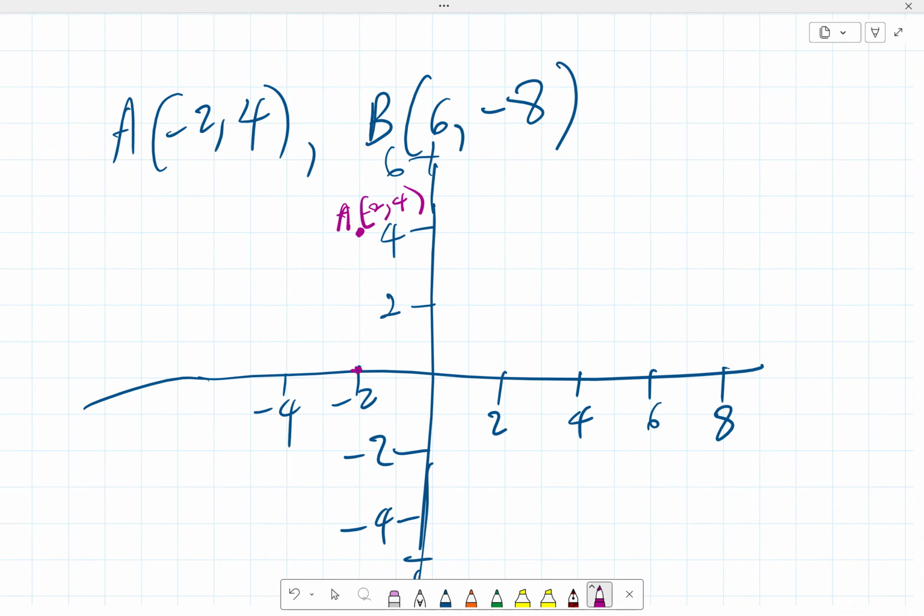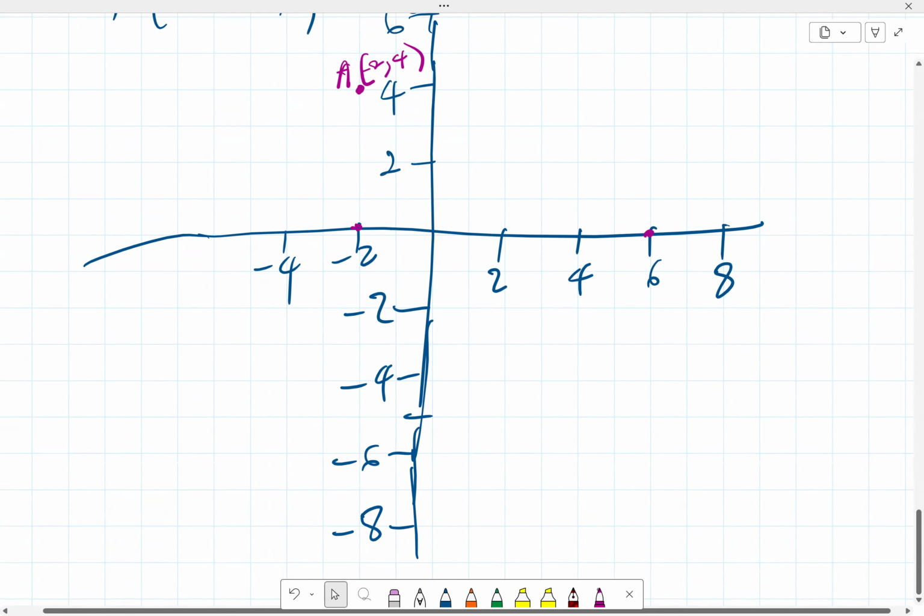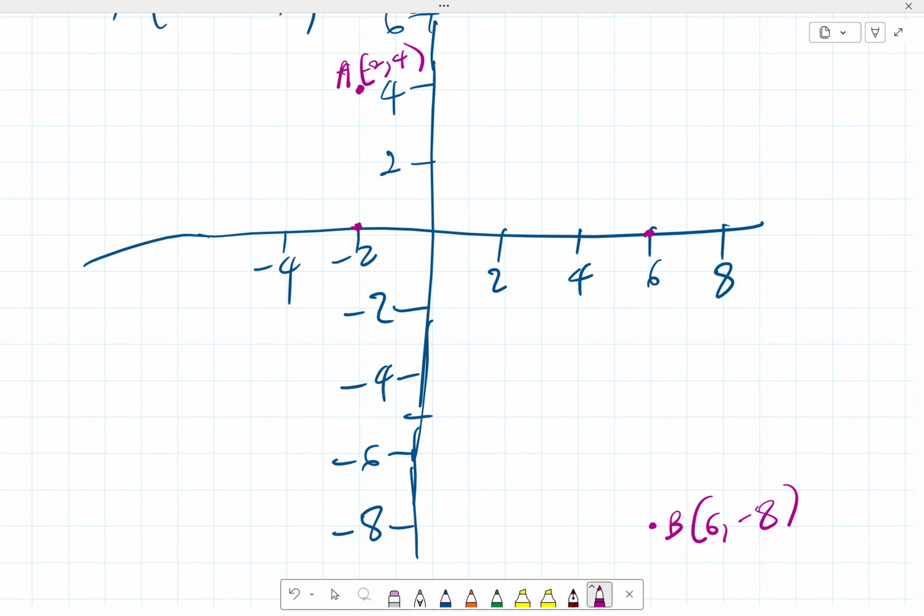And our point B is 6, minus 8. So that's a 6, minus 8 here. So B, 6, minus 8. So we can join the points together. So that's the line. I want to get the midpoint of this, right? That is the deal. So we want to get the midpoint.